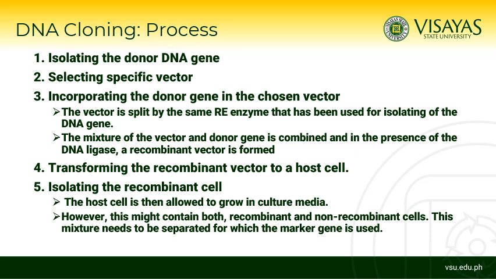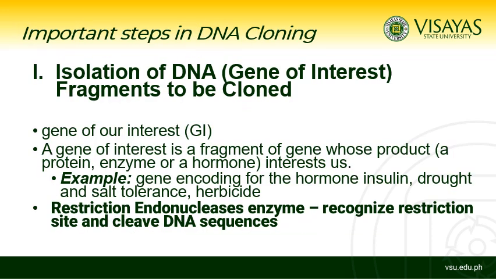For the process of DNA cloning, first we isolate the donor DNA gene, and then we select a specific vector, and then we incorporate the donor gene in the chosen vector. Then transformation of the recombinant vector into the host cell and isolating the recombinant cell. To understand more about the steps in DNA cloning, we'll discuss this one by one.